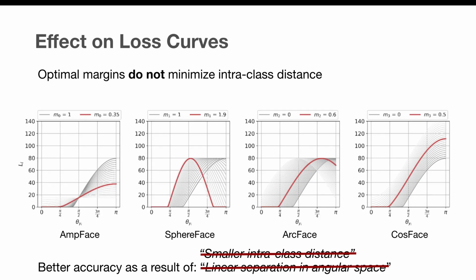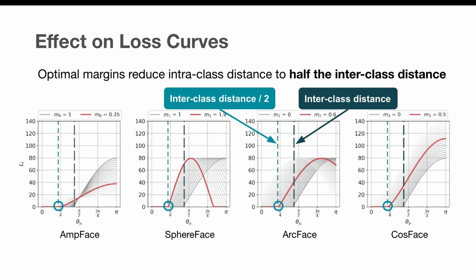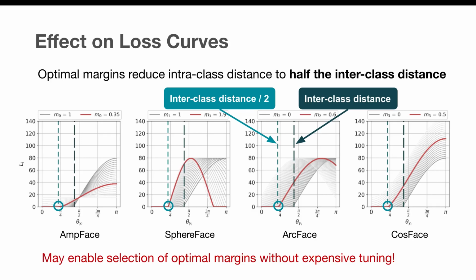A careful theoretical study under the assumption of a uniform distribution of the prototypes shows that the optimal values of the margin correspond to the margins that move and shift these curves so that intra-class distance equals 1/2 of the interclass distance, a hypothesis we call the half-angle hypothesis, which would enable a theoretical selection of an optimal margin without expensive tuning.